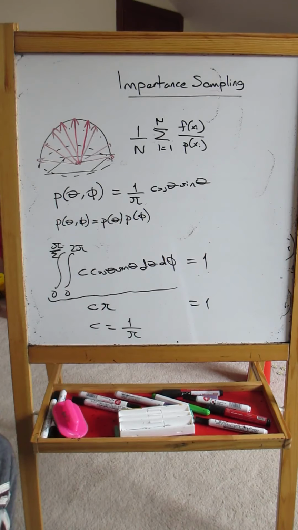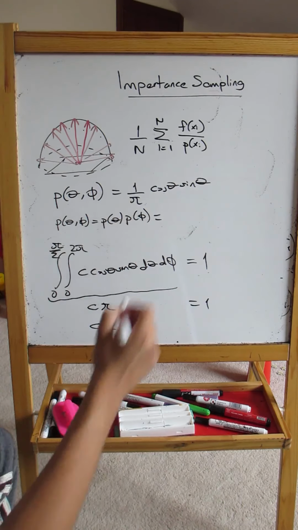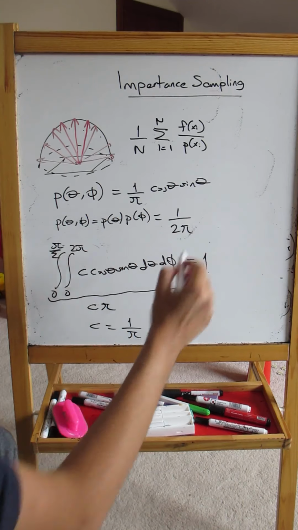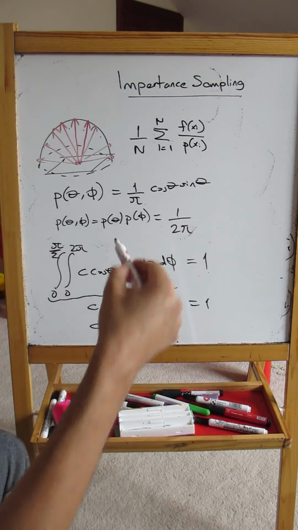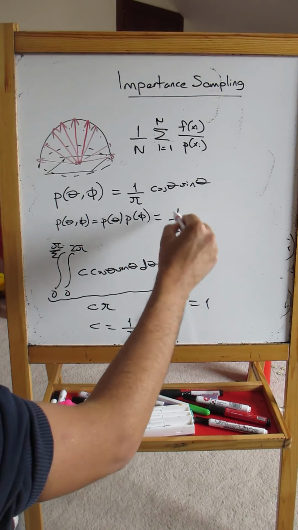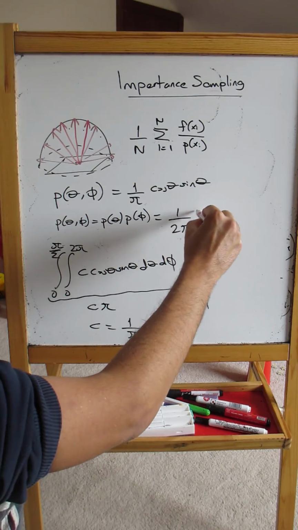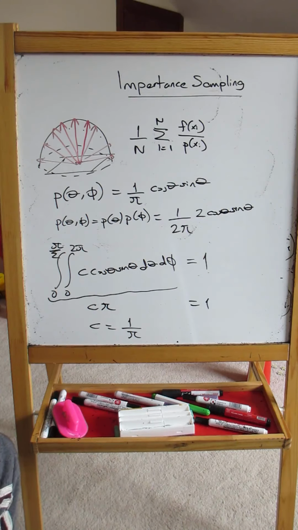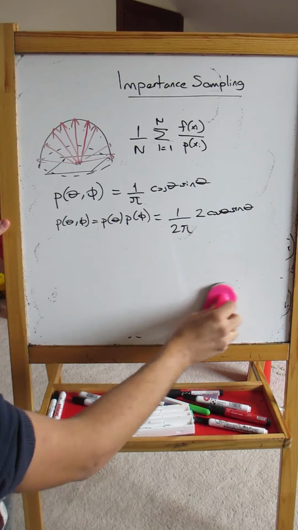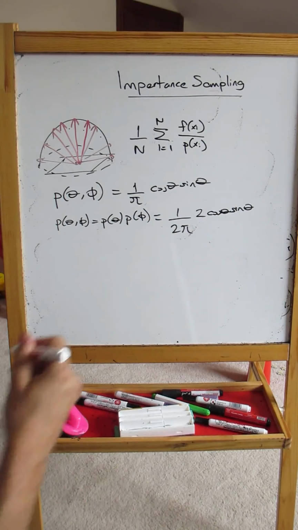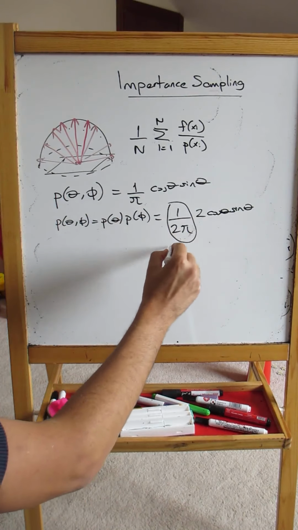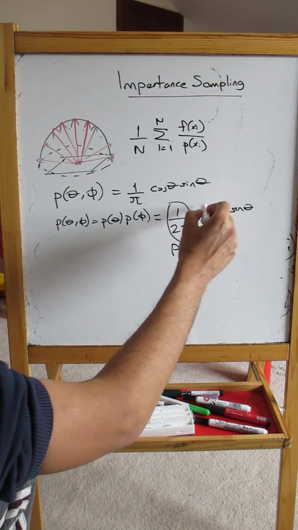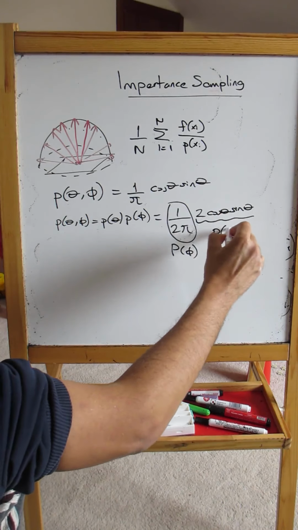Can we do this? Luckily it turns out that we can, but we need to be careful. We are going to say 1 over 2 pi here, because we know that 1 over 2 pi integrates to 1 in its domain. So we added 2 here, and to compensate for that, we add 2 here: 2 cos theta sin theta. Now let me clean this part again. Here we can see this term represents our P(phi), and this term here represents P(theta).